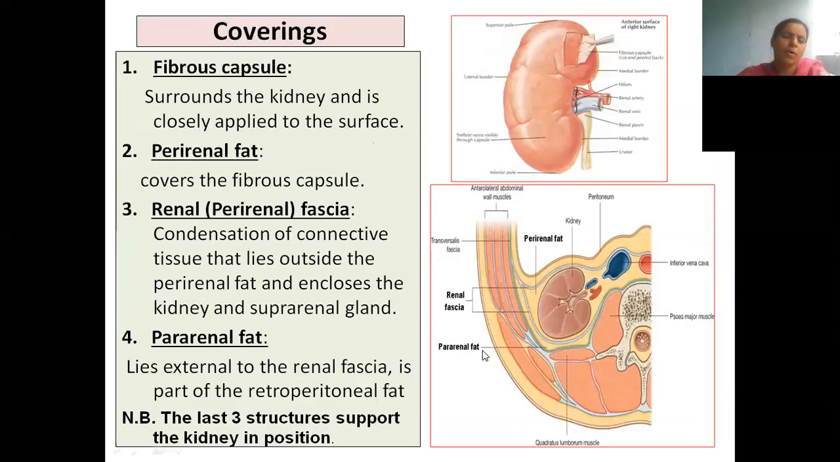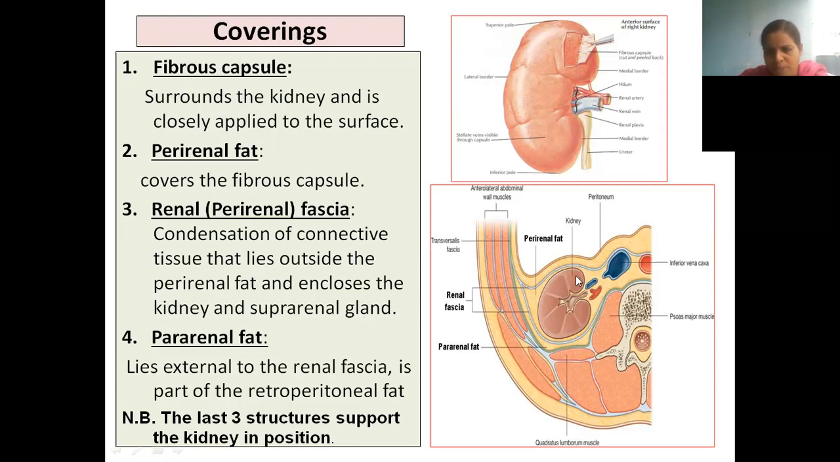Now, the coverings of the kidney itself may come as a 5 marks question. You need to pay a little attention to this. We have certain coverings over the kidney. First we have the fibrous capsule, the capsule which is stripped off from the kidney and shown here. The capsule which immediately surrounds the kidney is called the fibrous capsule. It is closely applied to the surface of the kidney.